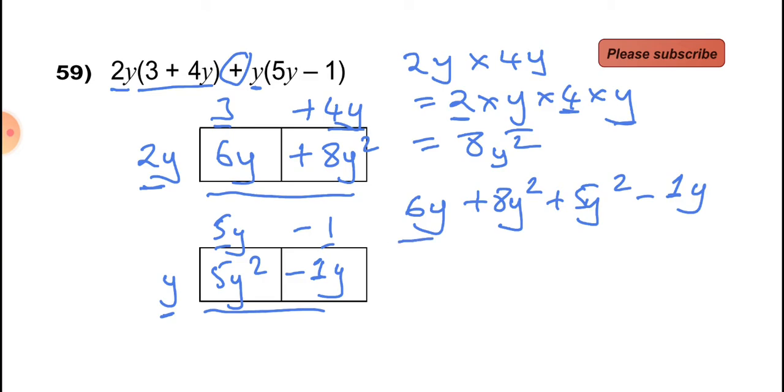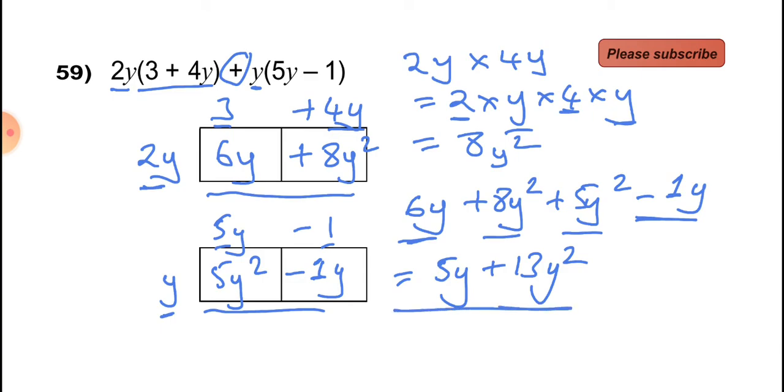So first of all, I can see 6y minus 1y, or 6y minus y, is 5y. And then I've got 8y squared plus 5y squared, which is just 13y squared. So 8 lots of y squared add 5 lots of y squared is equal to 13y squared. That's positive, so plus 13y squared. And that's the final answer. And you could have easily written 13y squared plus 5y. You could have easily written that as well.